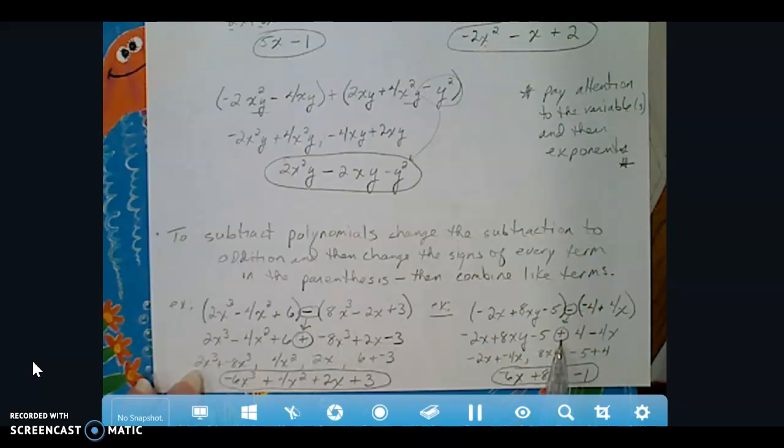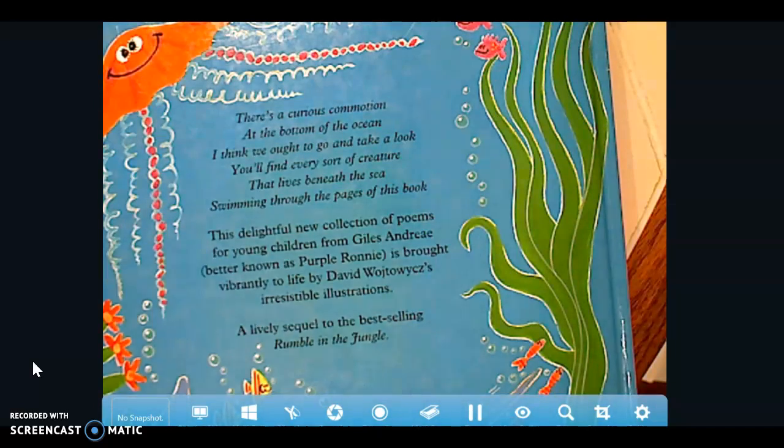I circled it just so you could see I did that. But then you have to change the sign of all the terms that are in that polynomial you are subtracting. Then you can go ahead and combine like terms, which is what I show you in this step. Okay? All right, so then we have multiplying polynomials.